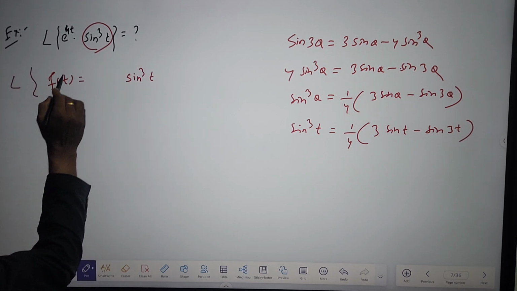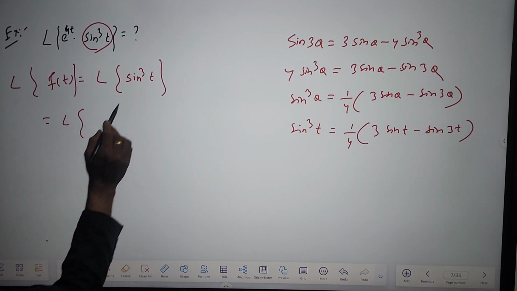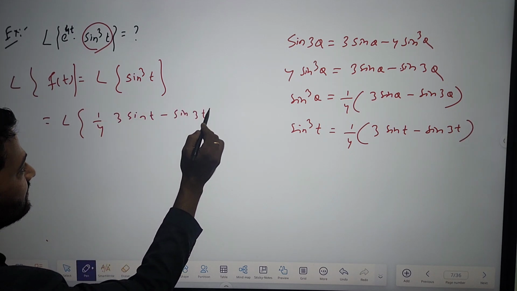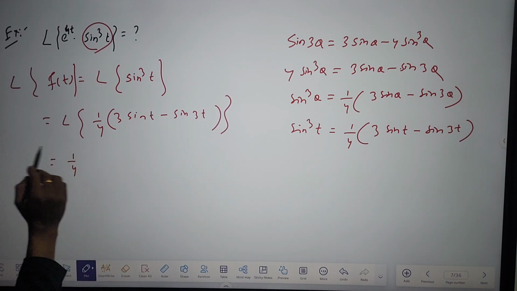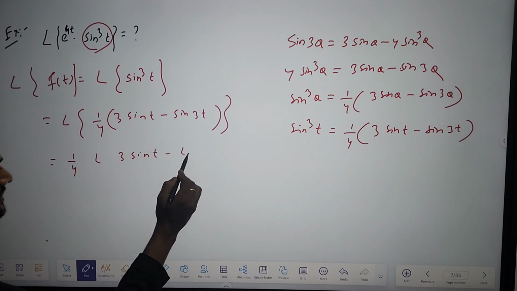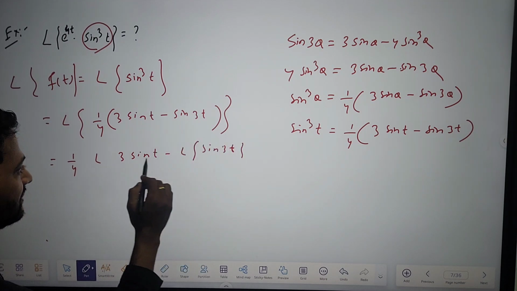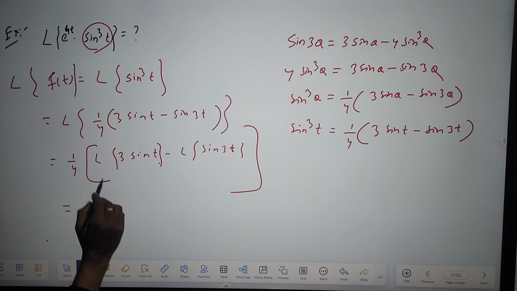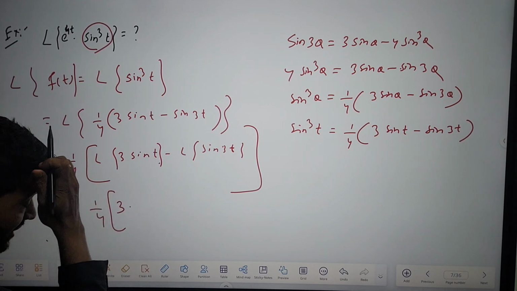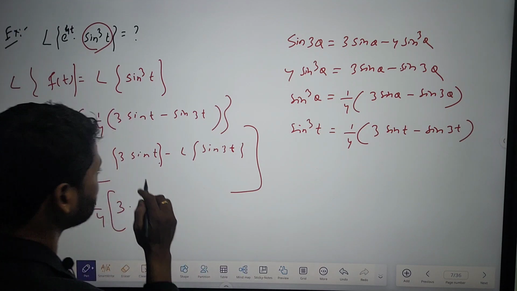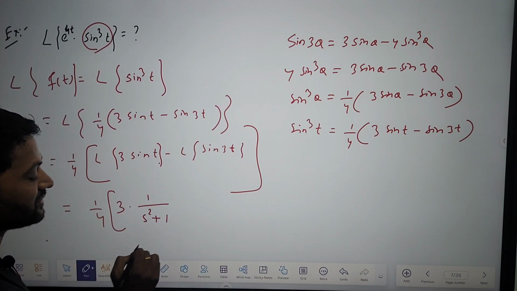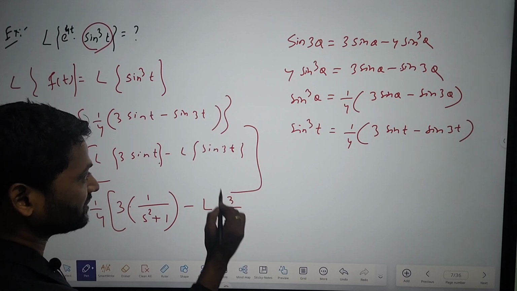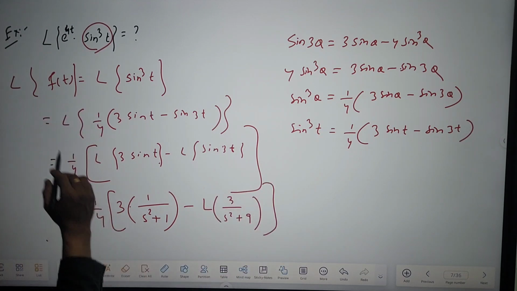Okay, so our function here is sin cube t. If I take the Laplace of this, I can write the Laplace of sin cube t as 1 by 4 times 3 sin t minus sin 3t. So take 1 by 4 common outside, then the Laplace of 3 sin t minus the Laplace of sin 3t. Here 1 by 4, take 3 outside. What is the Laplace of sin t? The Laplace of sin at is a by s square plus a square. Here a is 1, so 1 by s square plus 1 square, meaning 1. So 1 by s square plus 1, minus the Laplace of sin 3t. What is it? a is 3, so 3 by s square plus 3 square, 3 square is 9. So this is the Laplace of f of t.